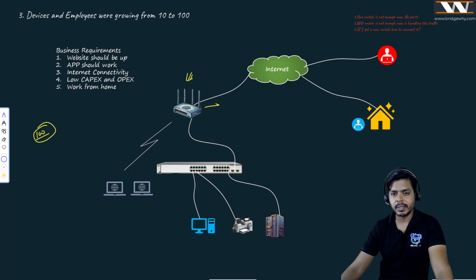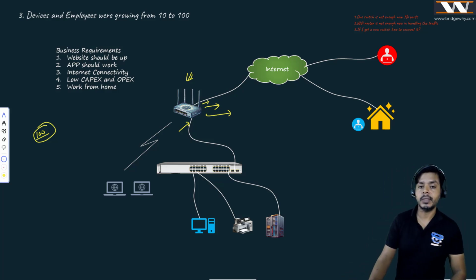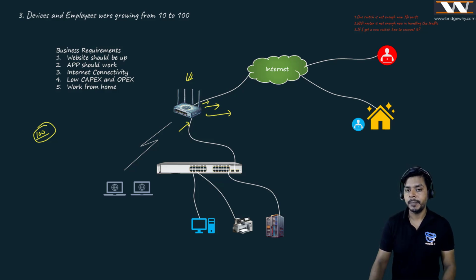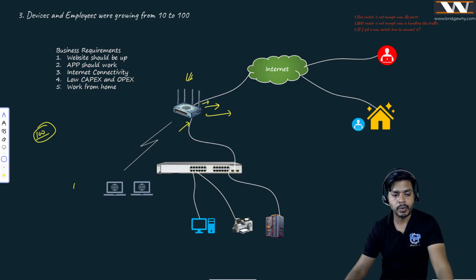This little router has some capacity. It can handle incoming and outgoing traffic at a specific rate. If that rate is exceeded, the router wouldn't understand what to do with the traffic, because it doesn't have that capacity. And we are now talking about more and more laptops being connected to it.